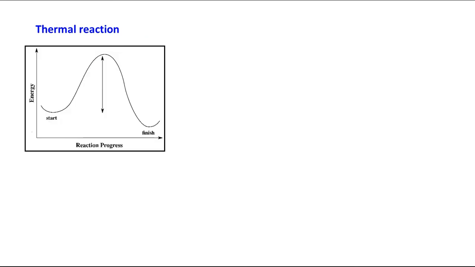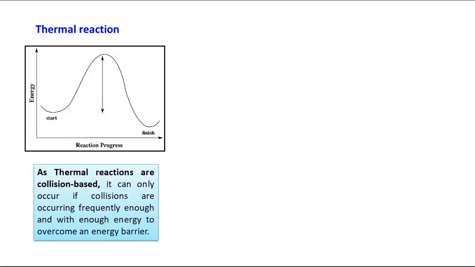For a thermal reaction, this is the energy profile diagram, a very simple one. Remember, it is always collision based. So it can only occur if collisions are occurring frequently enough. Otherwise it is not possible, because only through collision with enough energy is it possible to overcome this energy barrier, which is known as activation energy. So this is for a thermal reaction.